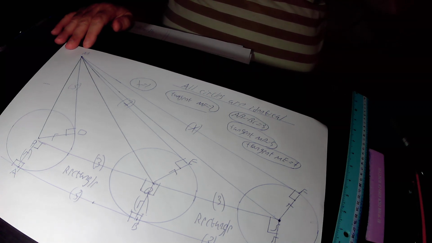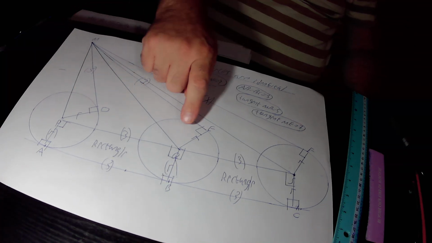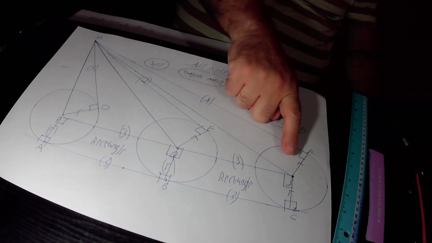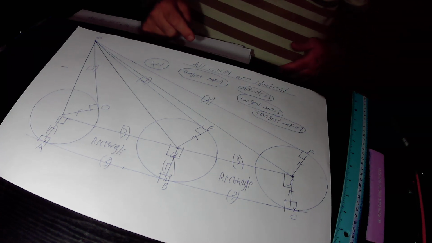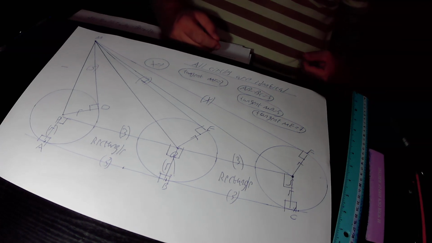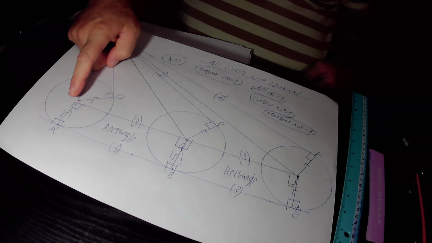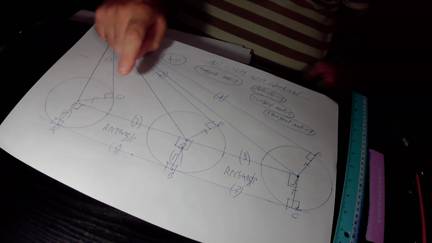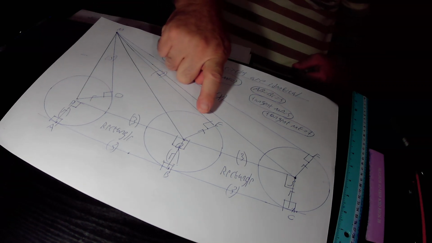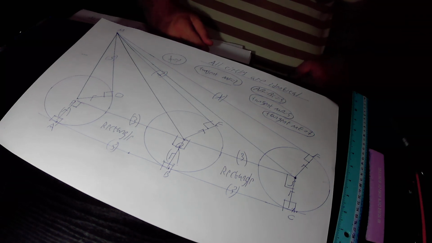So first of all, we define the center of this circle as P, the center of this circle as Q, and the center of this circle as S. Because those three circles are identical, they must also have the same radius. So PA is the radius of this circle, which is R, therefore all those radii must also be equal to R because those circles are identical.